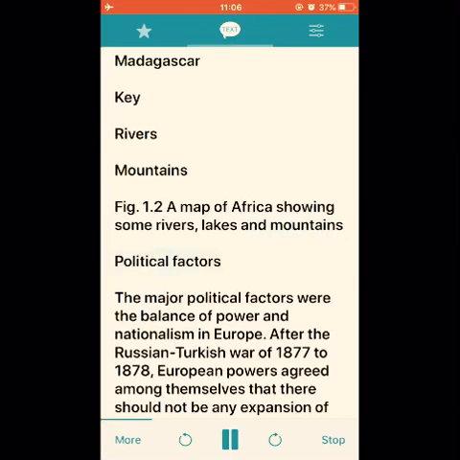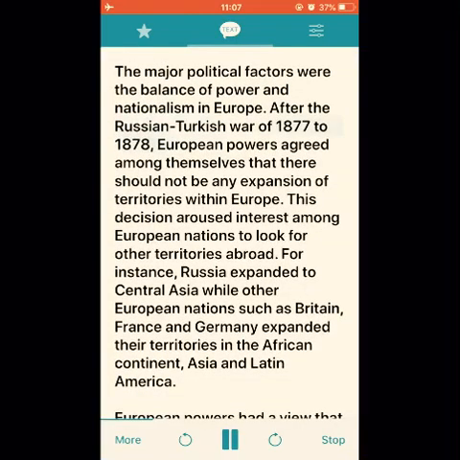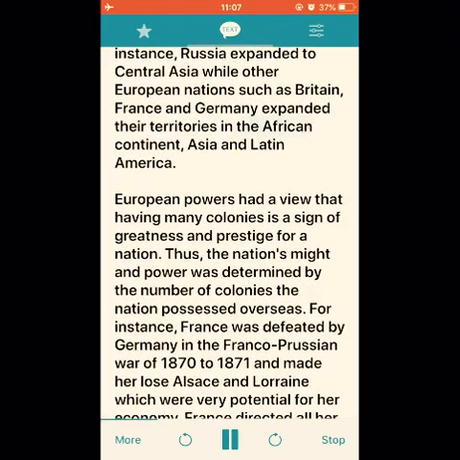Political factors. The major political factors were the balance of power and nationalism in Europe. After the Russian-Turkish War of 1877 to 1878, European powers agreed among themselves that there should not be any expansion of territories within Europe. This decision aroused interest among European nations to look for other territories abroad. For instance, Russia expanded to Central Asia while other European nations such as Britain, France and Germany expanded their territories in the African continent, Asia and Latin America.